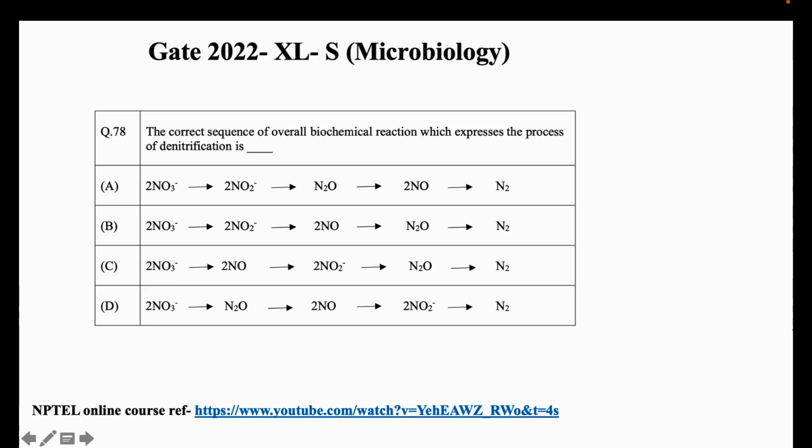This is GATE 2022 Life Sciences, Section S Microbiology, question number 78. The correct sequence of overall biochemical reaction which expresses the process of denitrification is dash. Okay, these are the different states of denitrification. In the denitrification process, we have generation of N2. This is the NPTEL online course reference.